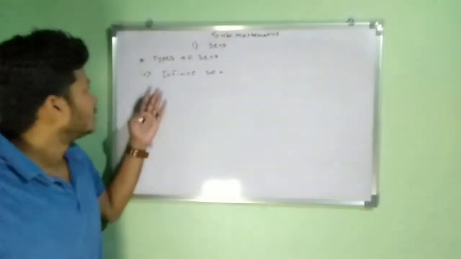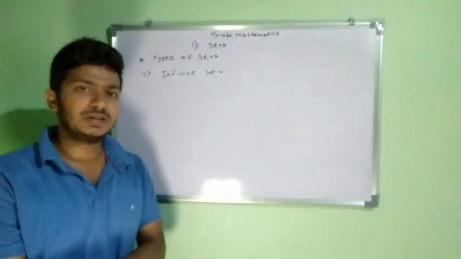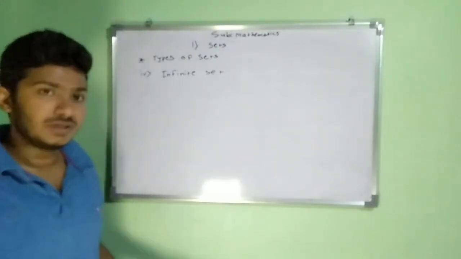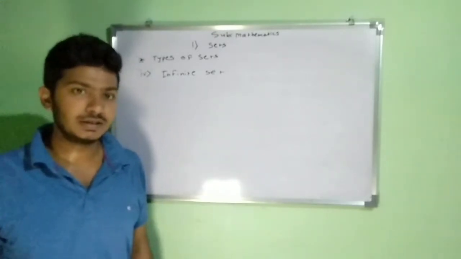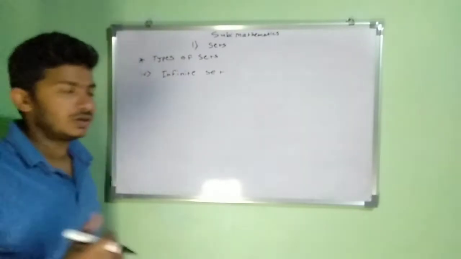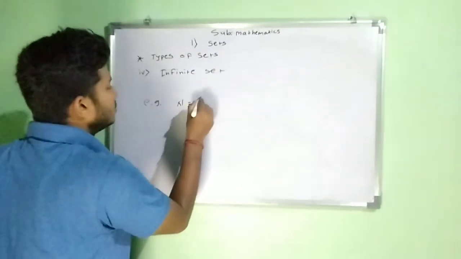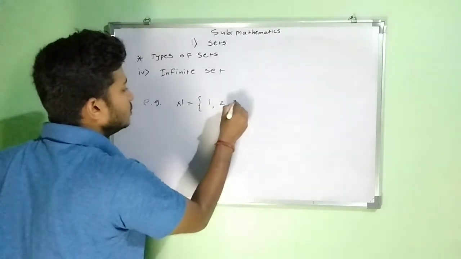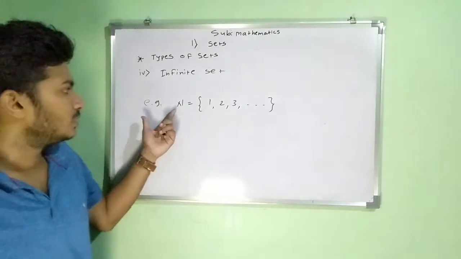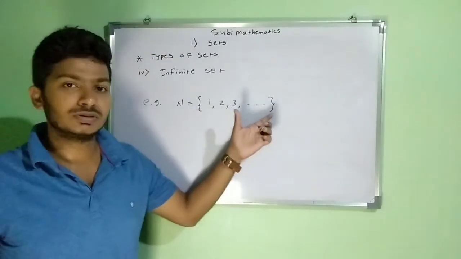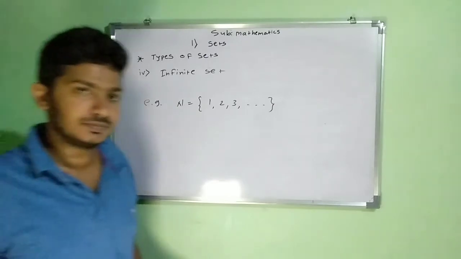And the next topic is infinite set. The infinite set is very similar to the finite set, but here if the number of elements is uncountable and unlimited, then that set is called an infinite set. For example, we can take N = {1, 2, 3, and so on}. We have the set of natural numbers, which are 1, 2, 3 and so on. The natural numbers are uncountable, so that set is called an infinite set.